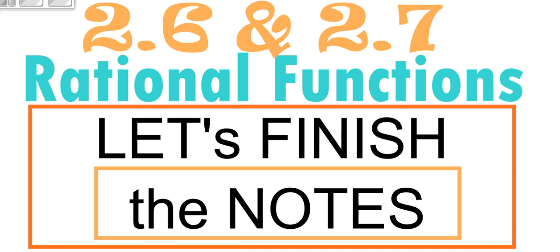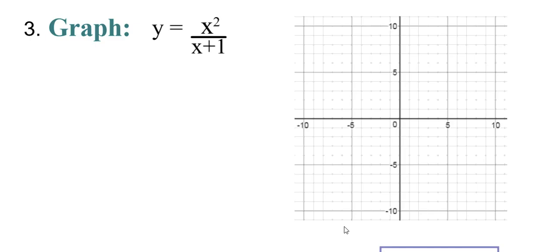Okay, 2.6 and 2.7, rational functions, day 2. Let's go ahead and finish up our notes in our packet. So, let me just check the time again. Yep, we're going. All right, so we're going to graph, once again, a rational function, but we're going to graph something that looks a little bit different than those first 2 samples that we did.